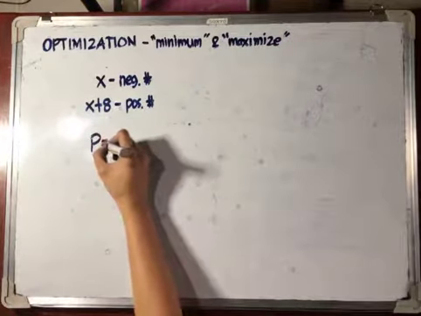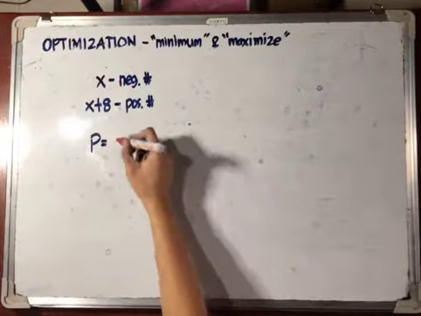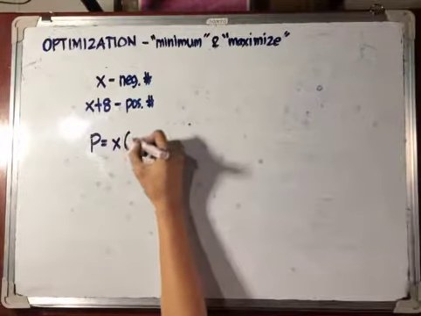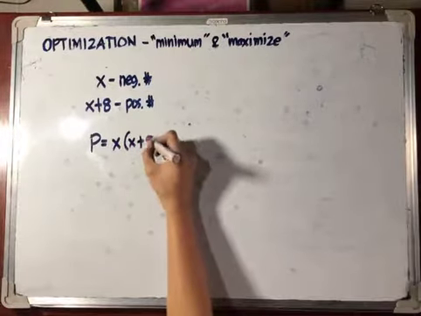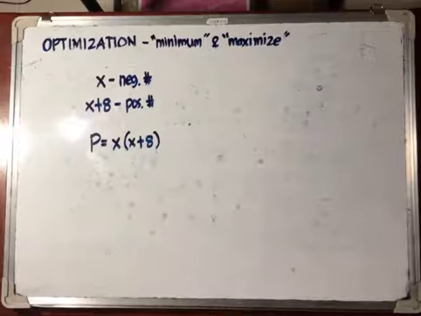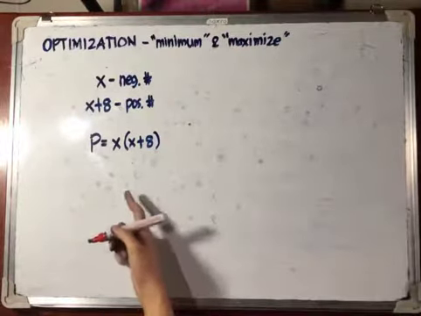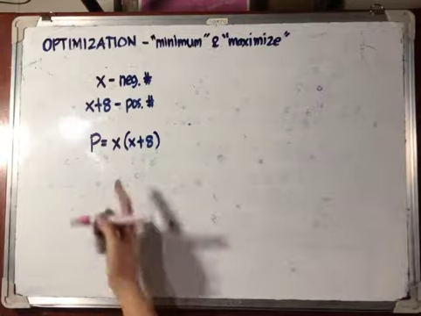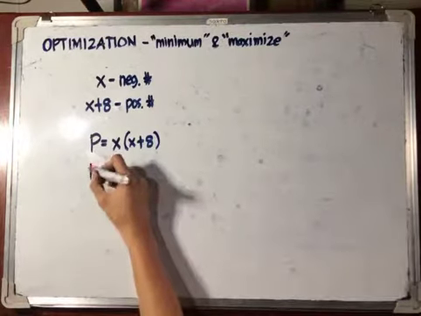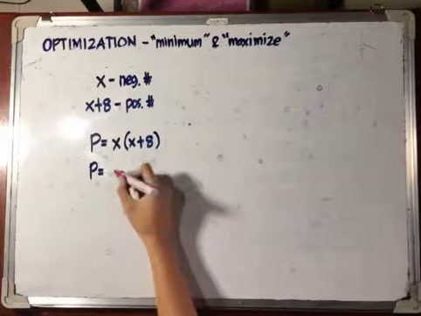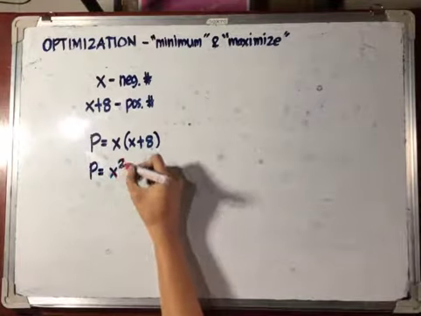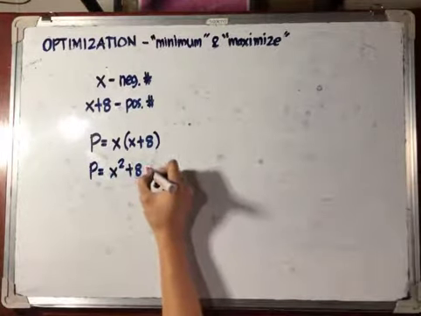So our equation to be optimized is the product. Since we are looking for the product, the equation should be x times x plus 8, right? Okay. For step 2, express it in a single variable, na express na yun sa problem. So what we can do now is expand. This would be x squared plus 8x.